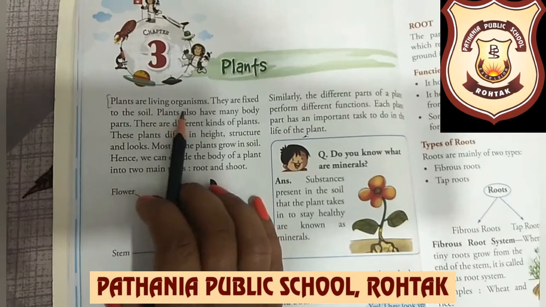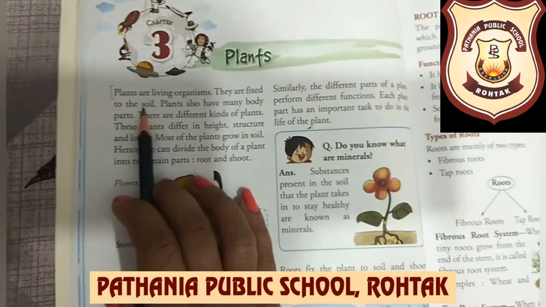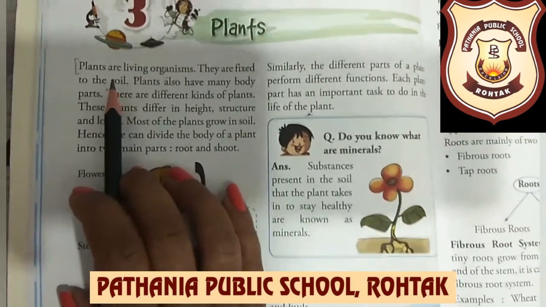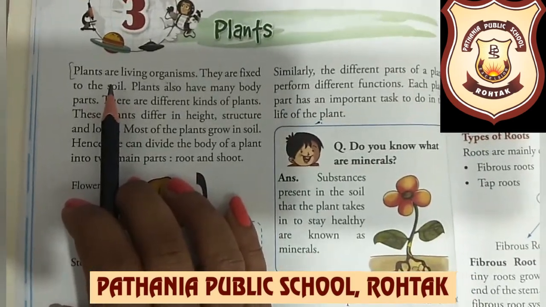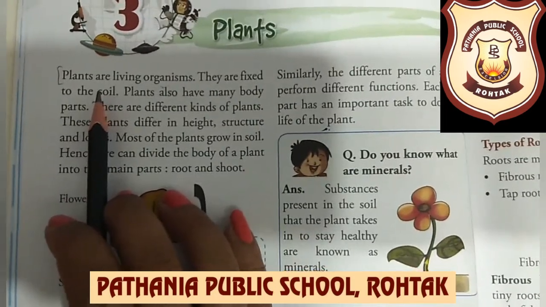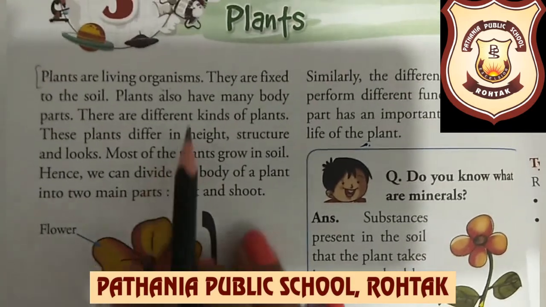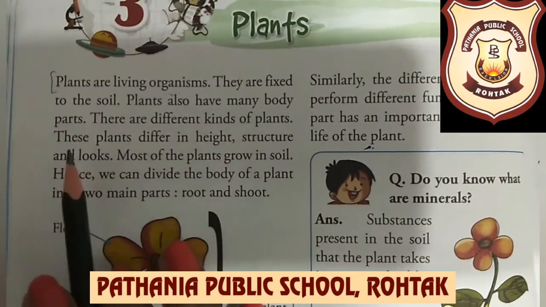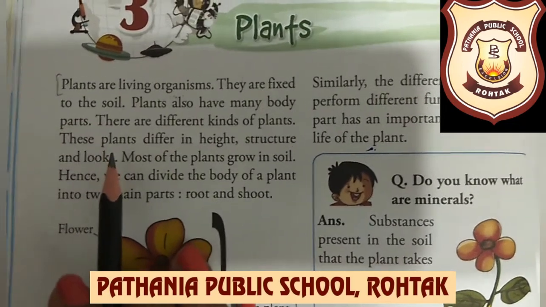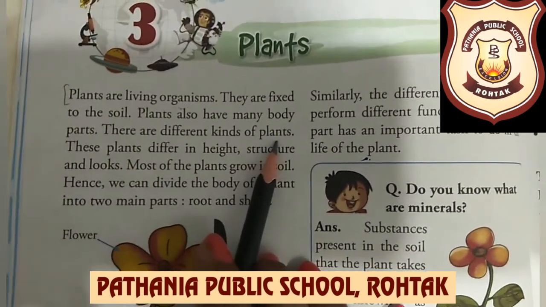So plants are living organisms, but they are fixed to the soil. Yes, this is the only difference between plants and other living beings: plants cannot move. They are fixed to the soil, as other living beings can move. Plants also have many body parts. As I have shown you all the body parts of the plants, there are different kinds of plants.